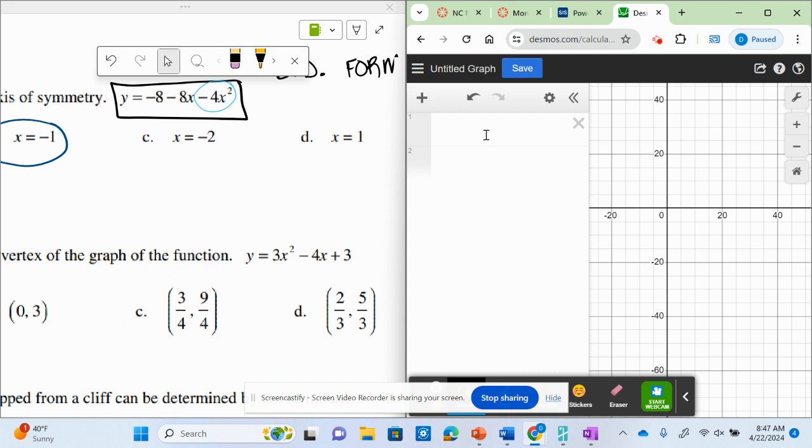Y equals 3x squared. Why are you not writing?